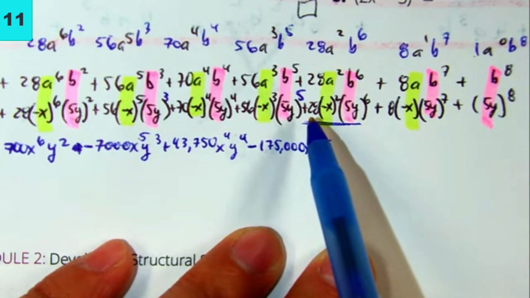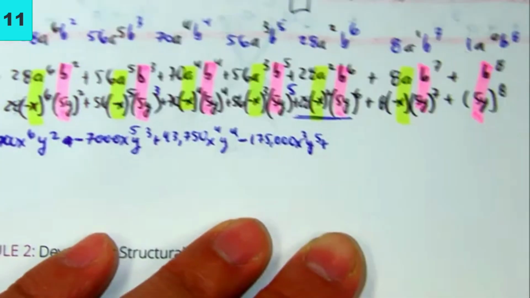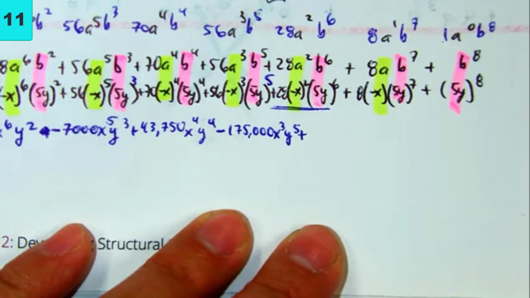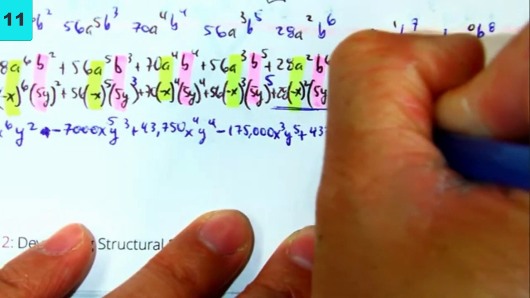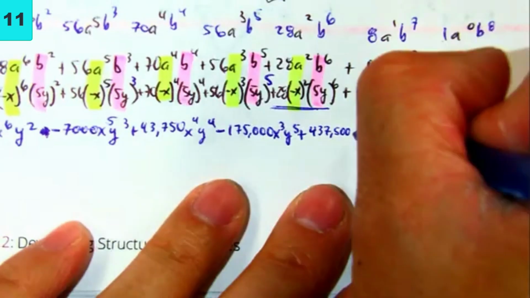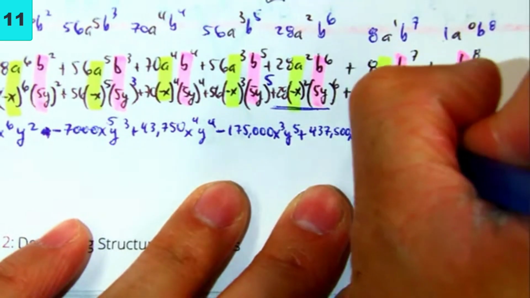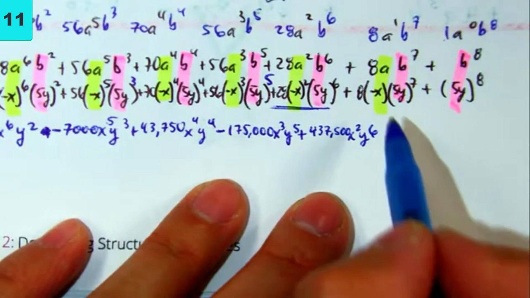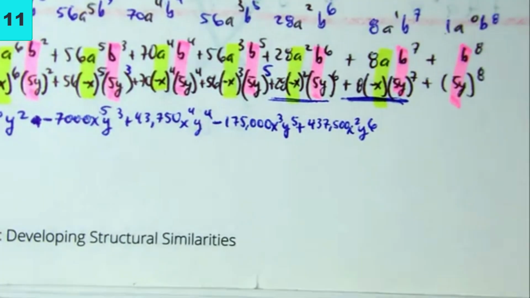It's a big number, right? Is it positive or negative? Correct. Echo? 437,500. Correct. X2, X6, Y6. Alright, let's move on to the next one here. Cynthia?